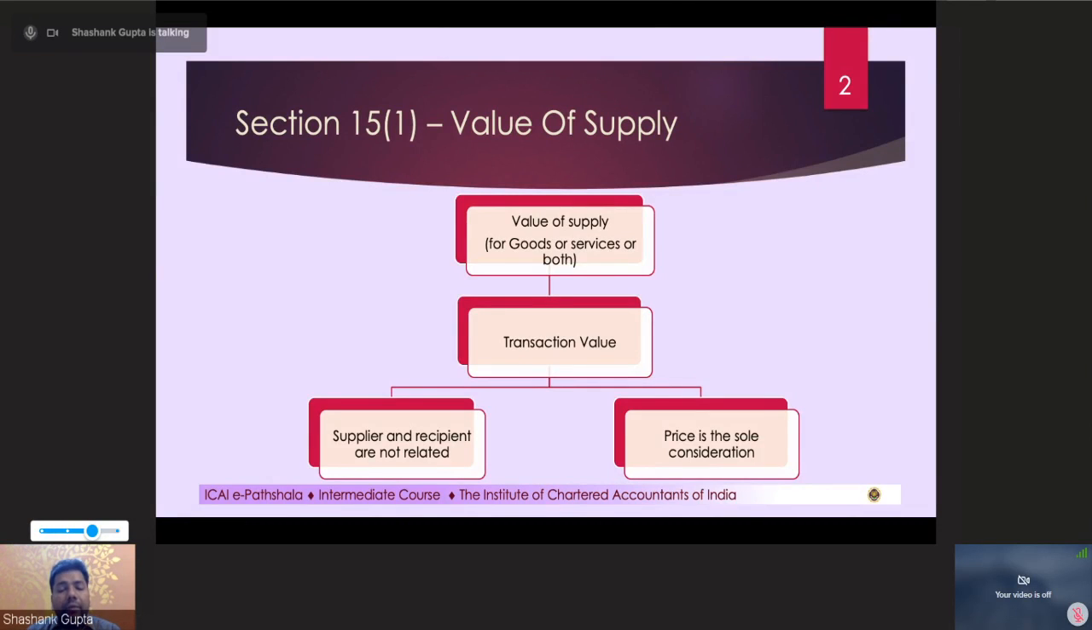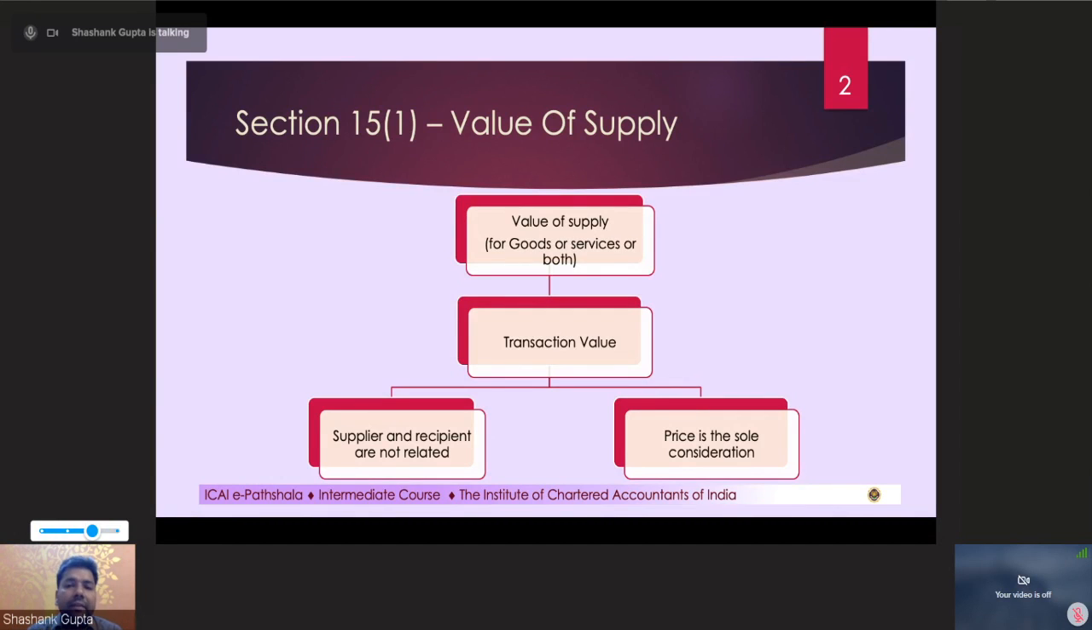So, I gave you an example that the shopkeeper sold this pen to me for 2,000 rupees. Now is 2,000 rupees the correct valuation? Is 2,000 rupees the transaction value? Supplier and recipient are not related. There is no relation between me and the supplier. Price is the sole consideration. Yes, price is the sole consideration. Hence, 2,000 rupees is the transaction value. Applicable GST, correctly paid, correct value.